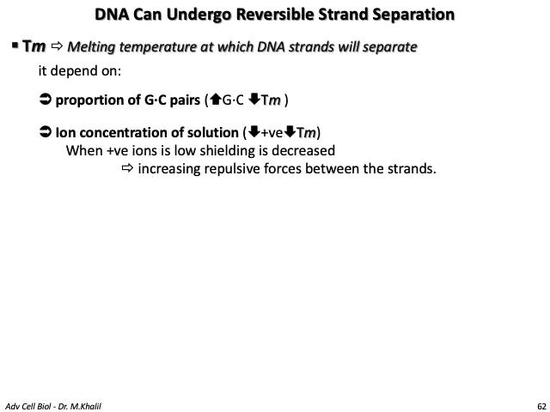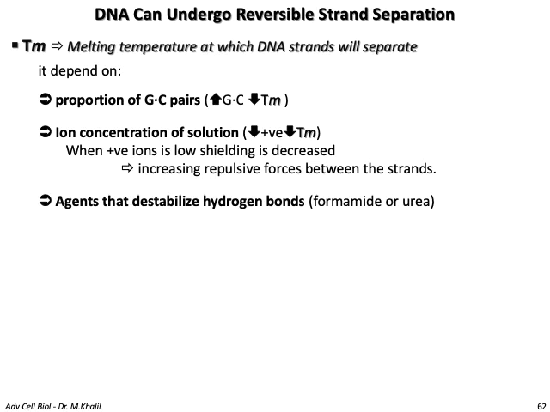The ion concentration also matters: the fewer positive ions, the lower the Tm. When positive ion concentration is low, shielding is decreased, increasing the repulsion force between the strands. Since the total charge on the strands is negative, when the concentration of positive ions becomes low, the positive ions do not neutralize the negative charges on the double strand, so the shielding is decreased. You can also use agents that destabilize hydrogen bonds, like formamide and urea.